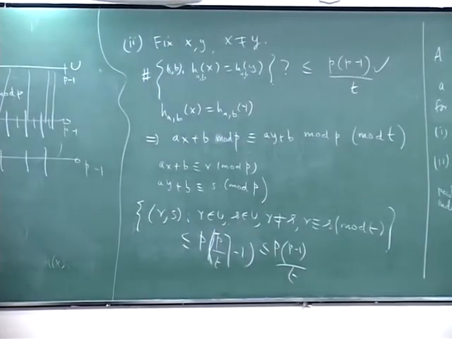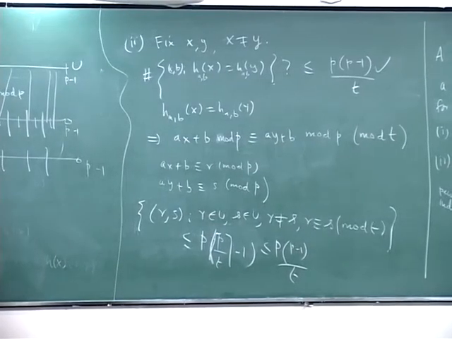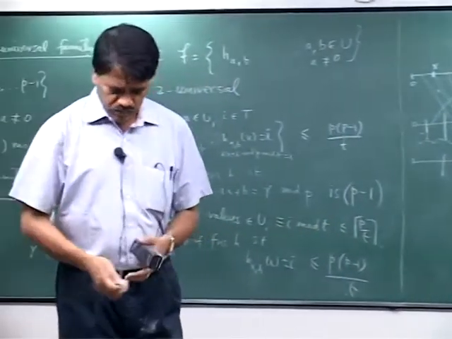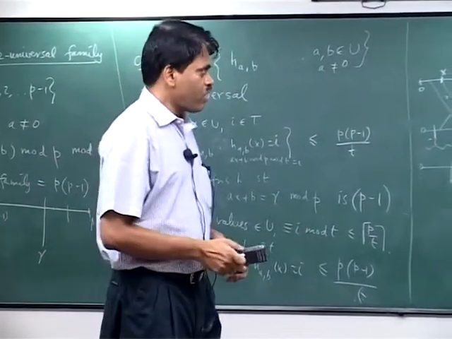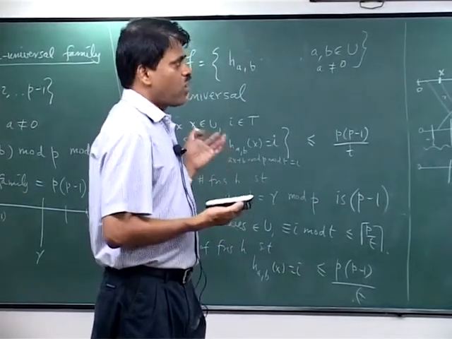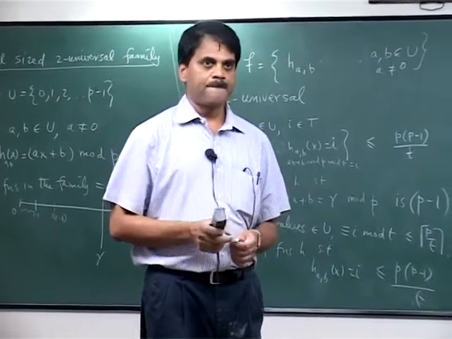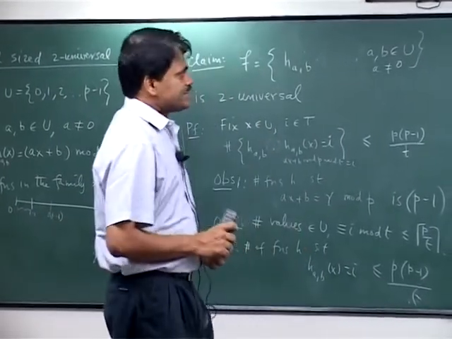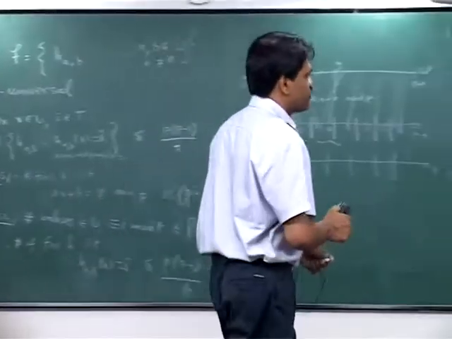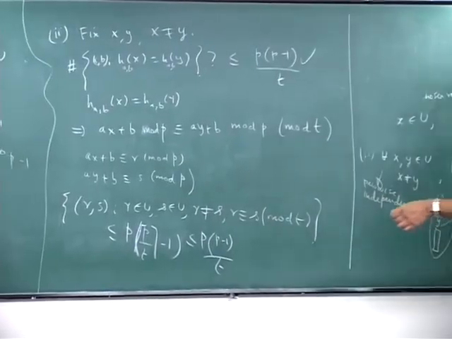Okay, so that's a very nice construction, a simple algebraic construction. So now it's 2-universal, and the size is pretty much the square of the universe, the square of your domain. Now let me spend the next 10 minutes giving you an interesting application of this for de-randomization.